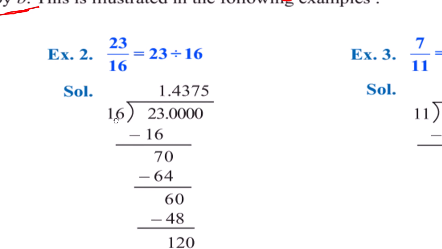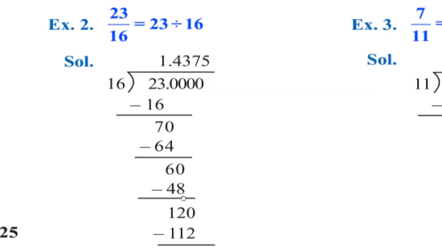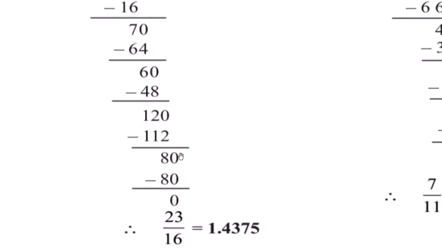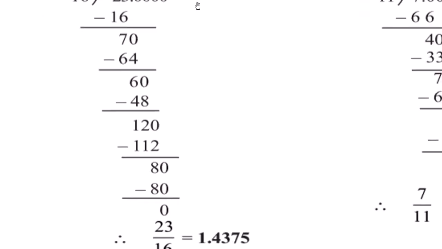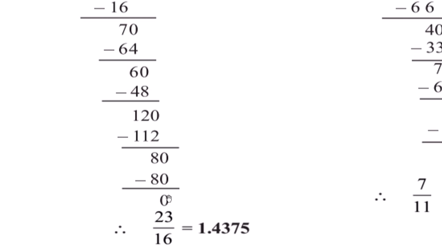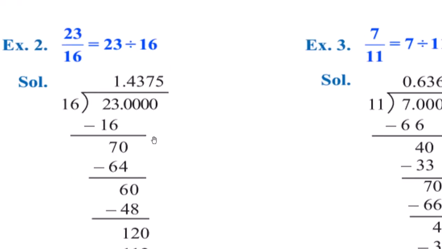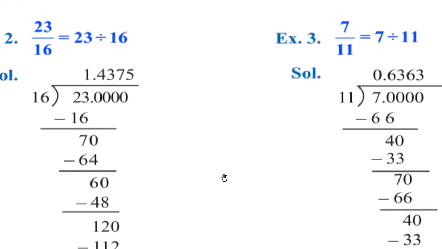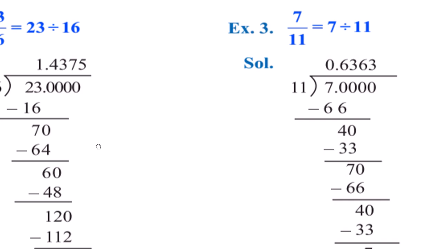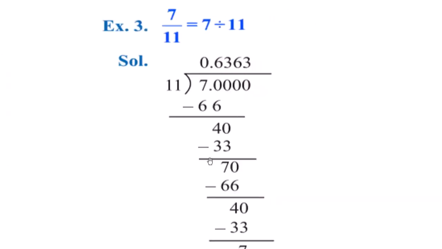Now it is 70, 16 4 times 64, 60, 16 3 times 48, 12, 120, 16 7 times 112, 80, 16 5 times 80. So the answer is 1.4375. This division in decimals we have already learnt, children, so that's why I am explaining somewhat fast.